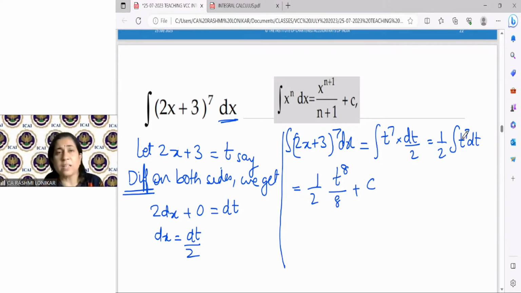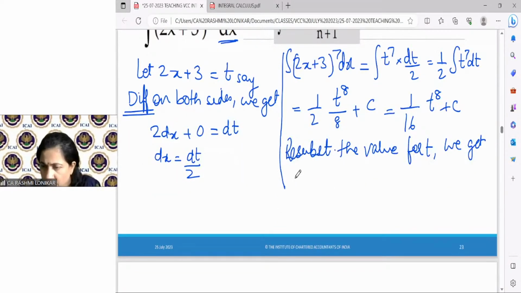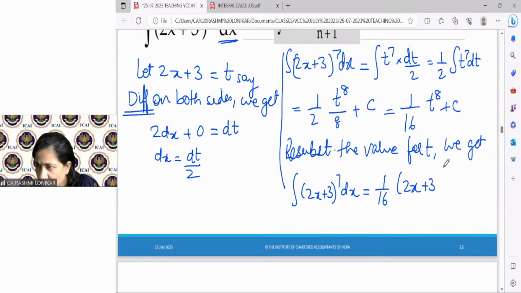which is equal to 1 half t raised to 8 upon 8 plus c. Okay. T raised to 7, n is 7, 7 plus 1, 8 upon 8. This is equal to 1 upon 16, 2 into 8 is 16, t raised to 8 plus c. Now, resubstituting the value for t, we get integral of 2x plus 3 raised to 7 dx is equal to 1 upon 16 into 2x plus 3 raised to 8 plus c.